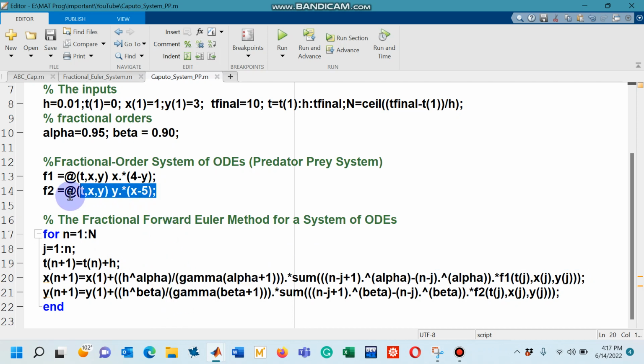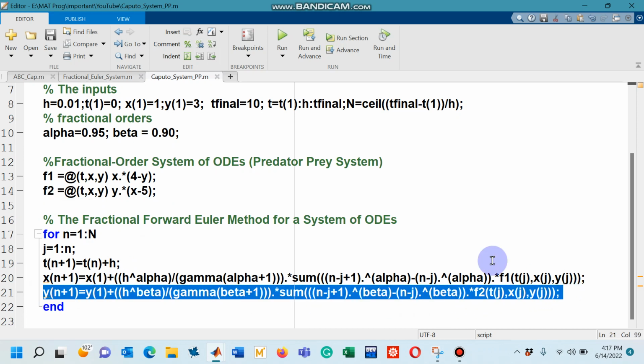While the second governing equation in the system was a fractional differential equation with fractional order beta. So you can now see line number 21. Here we have the same numerical scheme, but this time alpha is replaced by beta. That's it. This is the only change we have to bring to simulate a system with different fractional orders.